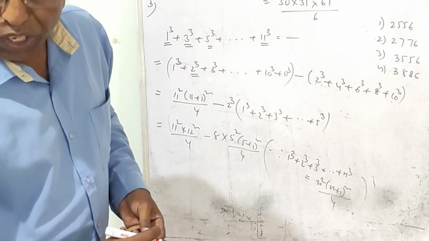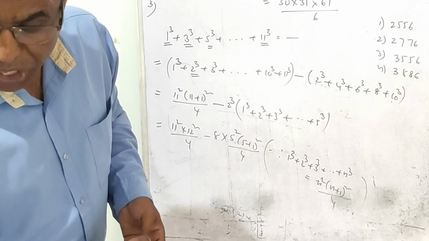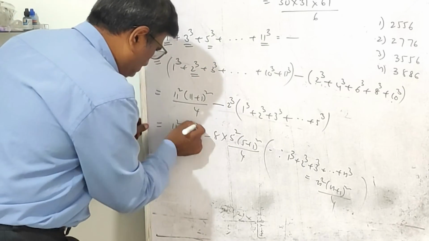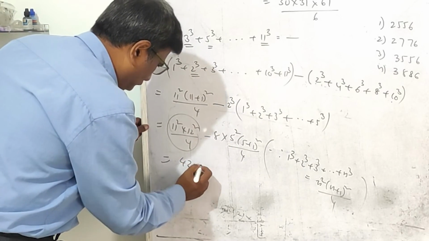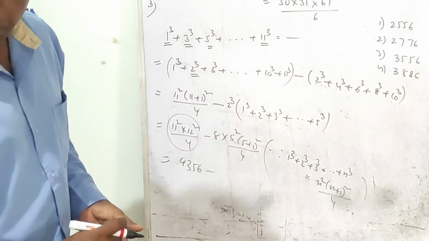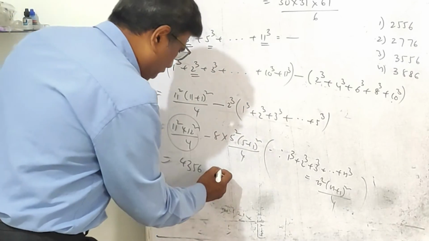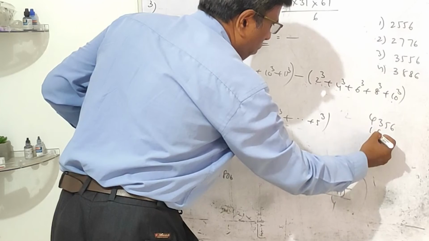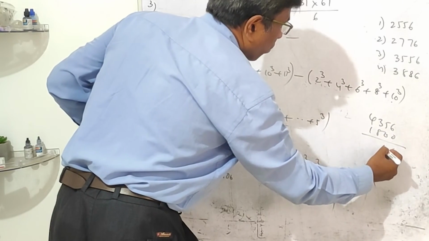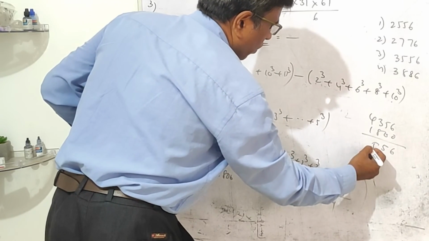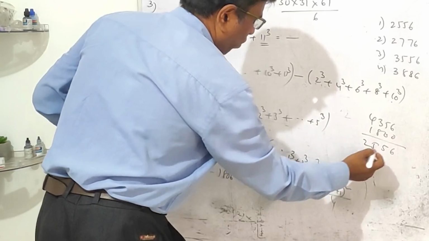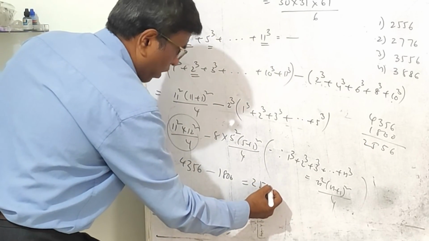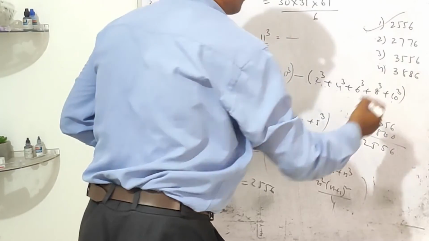On simplification, the first term is 4356 and the second term is 1800. So 4356 minus 1800 gives 2556. 2556, the first option, is the correct answer.